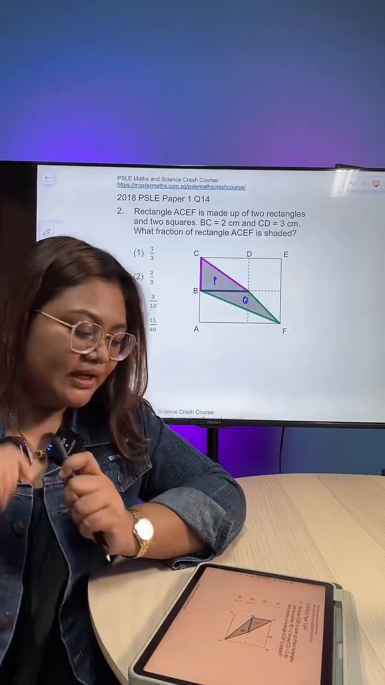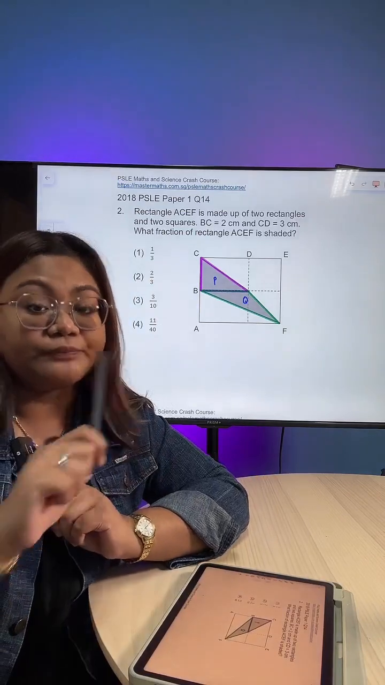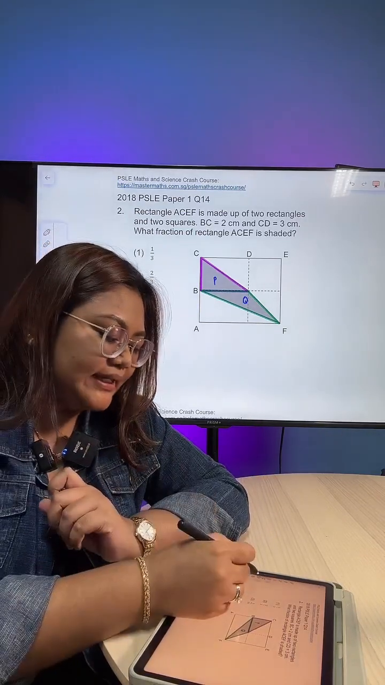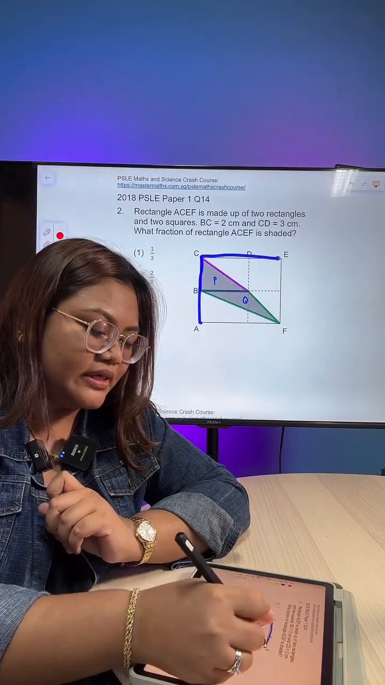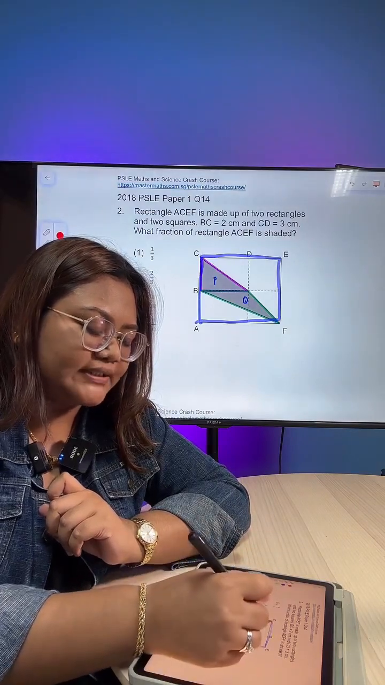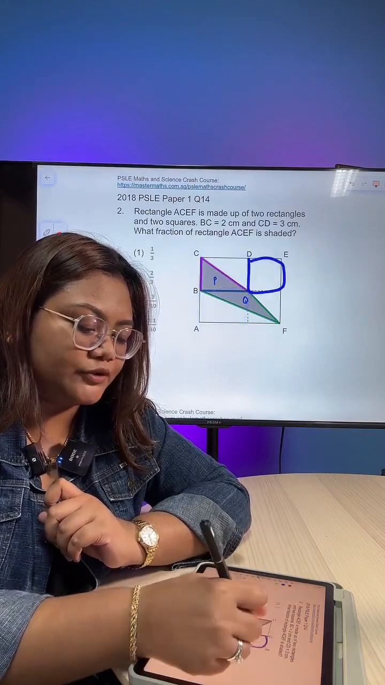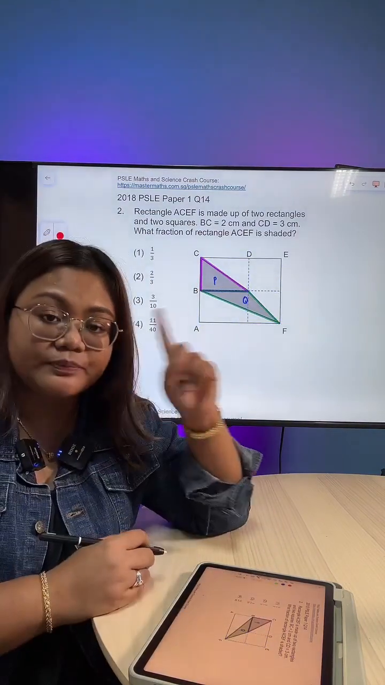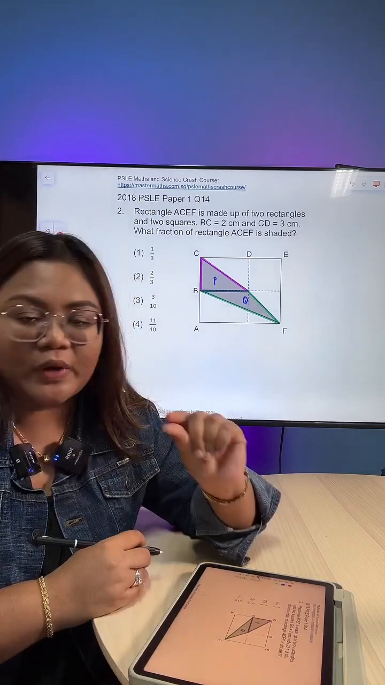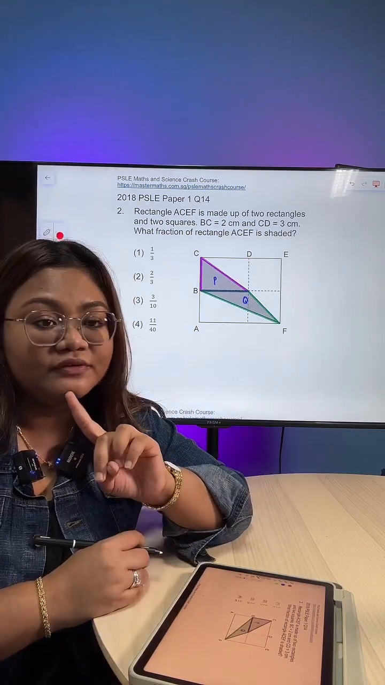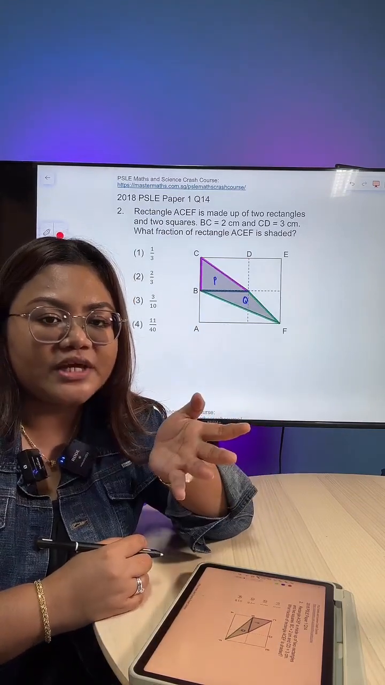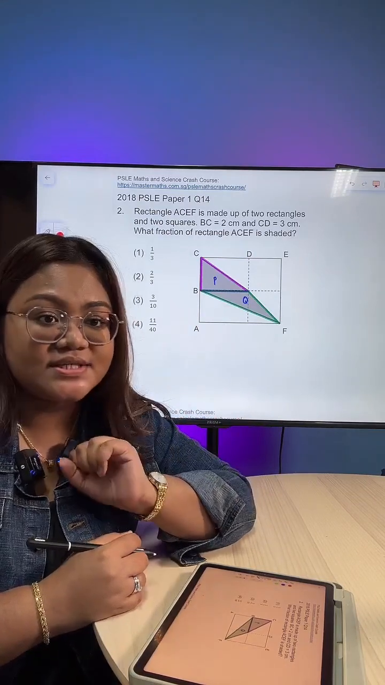All right, everyone. Let's talk about this question. Okay? Now, we know that rectangle ACEF is made up of 2 rectangles, 1, 2, and 2 squares, 1, 2. All right, so what's your thought process? When you see 2 squares, you should straight away think of? What do you think we should think of when we see 2 squares?